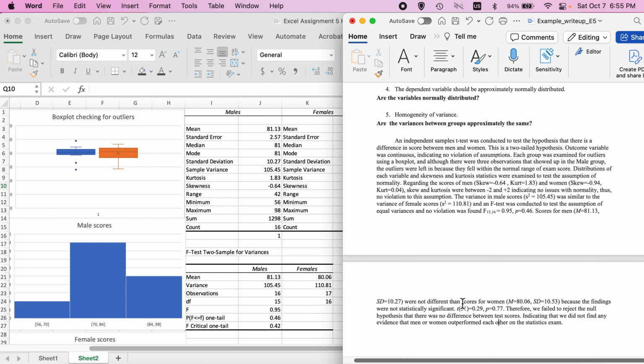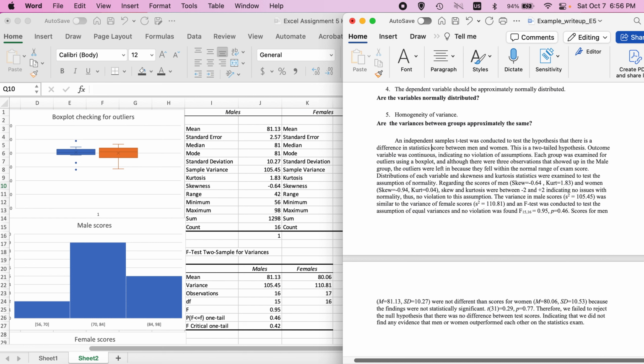Once we're finished here, we have: an independent samples t-test was conducted to test the hypothesis that there's a difference in the statistics scores between men and women. This is a two-tailed hypothesis. Our outcome variable was continuous, indicating no violation of the assumption. Each group was examined for outliers, and although there were 3 observations that showed up in the male group, the outliers were left because they fell within the normal range of exam score.